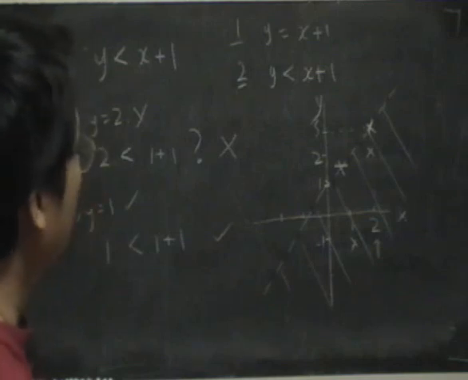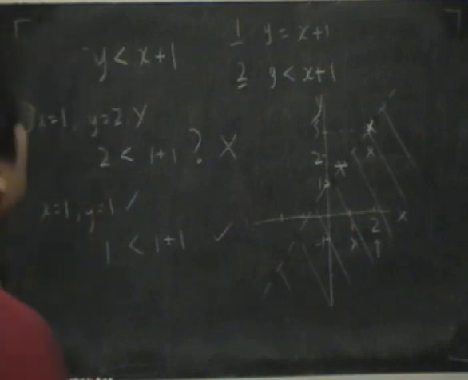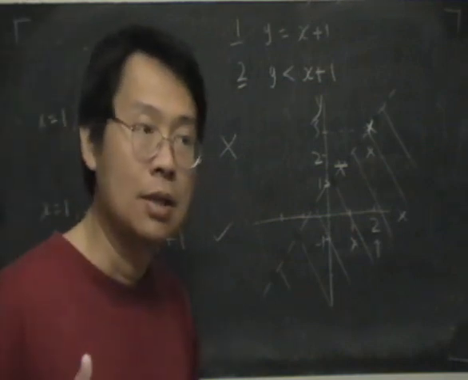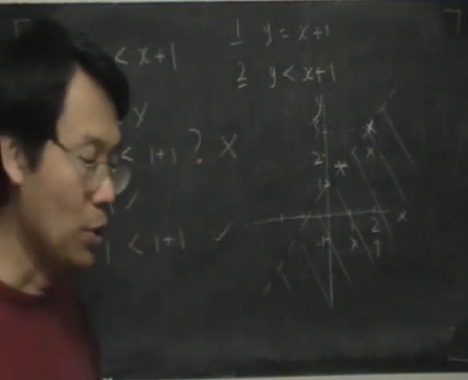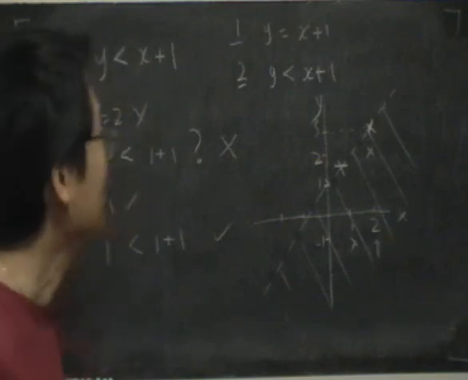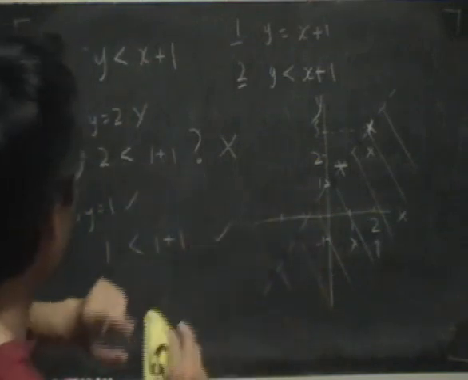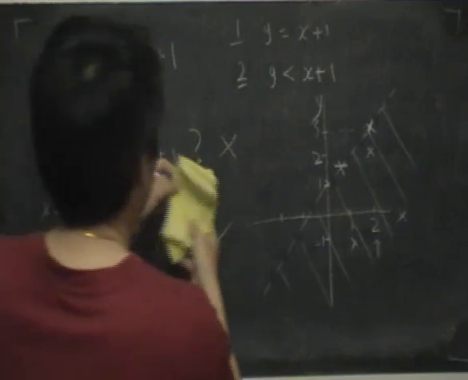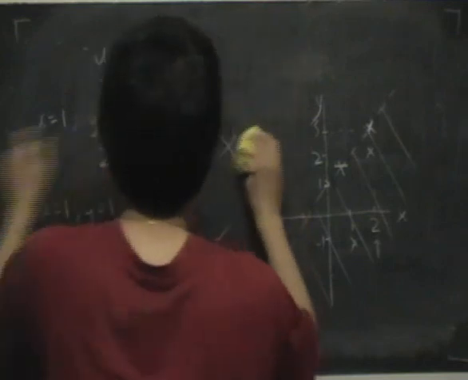Now let me move on to the next example. In the next example, we are going to make this a little bit more complicated. I'm going to keep this result and this inequality, and just clean off the working.